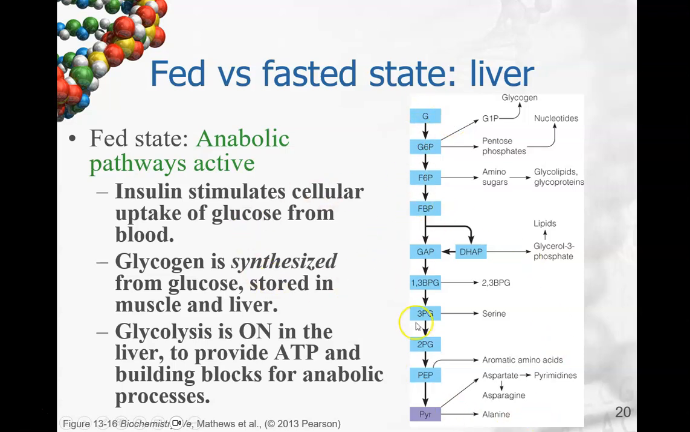And we want glycolysis to be on because when we're fed, this is a good time to be making all of these compounds because during the fed state, you have the resources to do that. So where I have the green arrows, all of these compounds can be siphoned off from glycolysis and be used to make these other compounds.